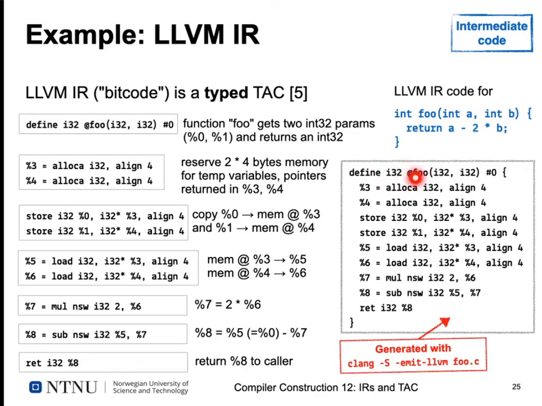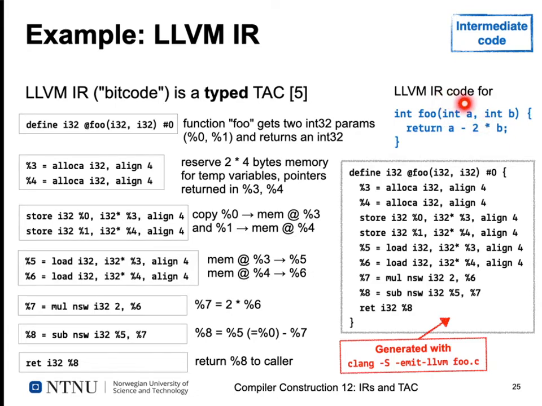Then we call this one foo, so that's a symbol here, and this takes two integers here, and what we do in here is first we need to allocate memory for parameters here. So we allocate memory for what we call %3 and %4 here. So this is an allocation of a 32-bit integer with an alignment of 4 bytes. So we have two variables here aligned.